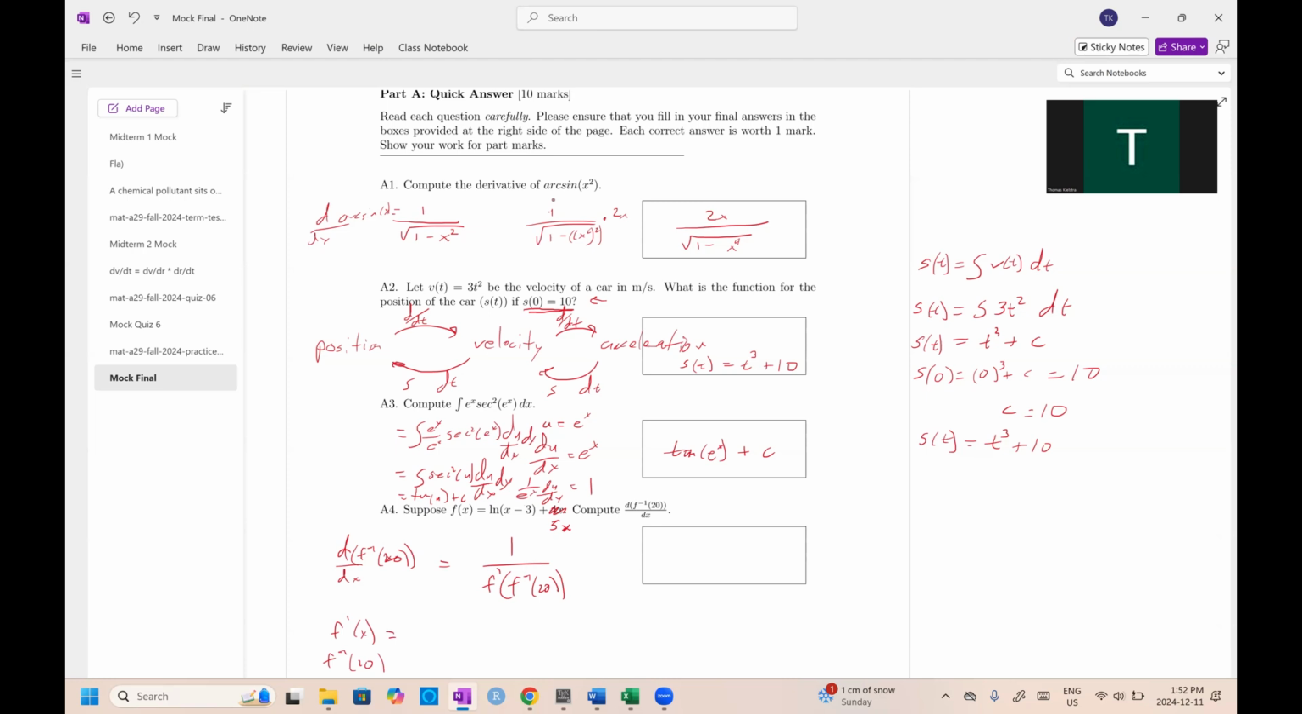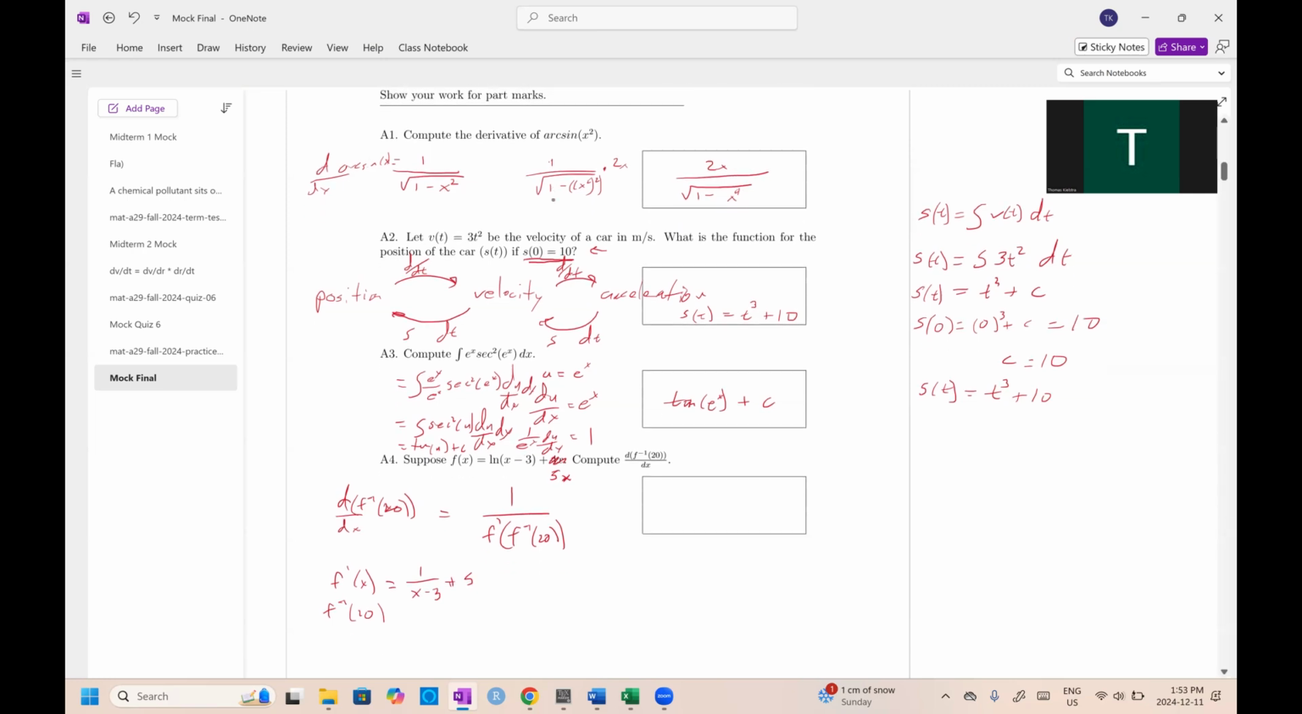The derivative of f of x is 1 over x minus 3 plus 5, whereas f inverse of 20 is what plugged into this expression gives me 20. And if we look at ln of 4 minus 3 plus 5 times 4, this equals ln of 1 plus 20, which equals 0 plus 20, which equals 20. So x equals 4. That's f inverse. So f inverse of 20 equals 4.